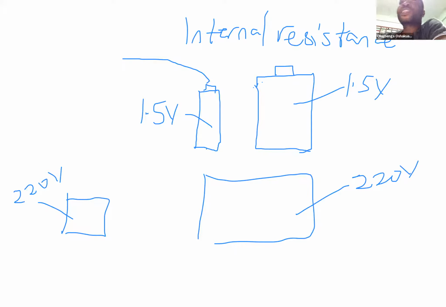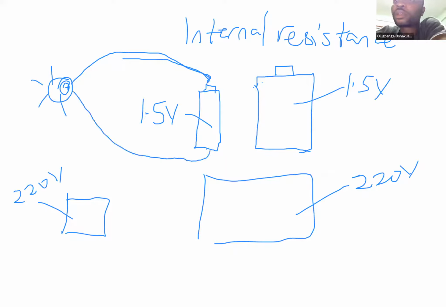In such cases, even if the current flowing out of the battery is very large, the voltage will still remain its rated voltage. Like I was saying, let's say 1 ampere is flowing out of this battery to a bulb. Because 1 ampere is flowing out, when you connect your voltmeter here, it drops to 1.4 volts.